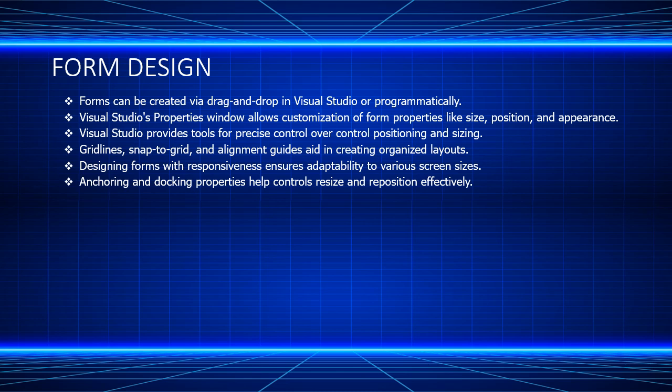Properties window. The Properties window within Visual Studio serves as a tool for fine-tuning the attributes of forms. Developers can easily adjust properties such as size, position, title, background color, and font to align with the application's design requirements. Layout and alignment tools. Visual Studio provides an array of tools dedicated to layout and alignment, empowering developers to achieve precise control over control positioning and sizing. Features like grid lines, snap-to-grid functionality, and alignment guides aid in creating visually cohesive and organized layouts.